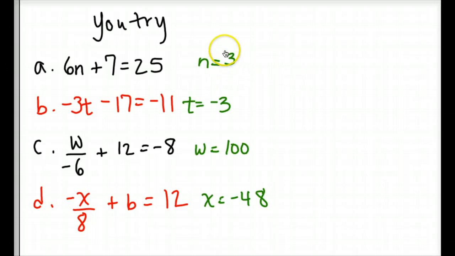All right, here's your answers for these. A is n equals 3, B is t equals negative 3, C is w equals 100, and D is x equals negative 48. If you didn't get any of these right, please go back and watch the video. I'm going to do 2 more examples, so these will be from page 44 of your worksheet today. So all of the previous ones were on page 43. The next 2 will be from page 44.